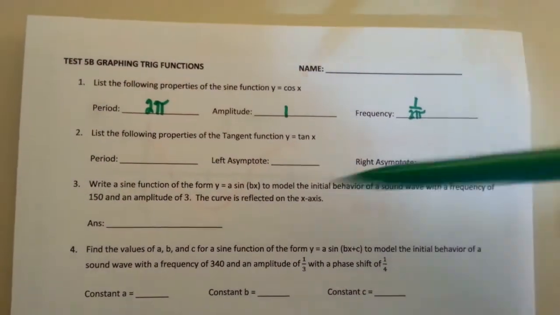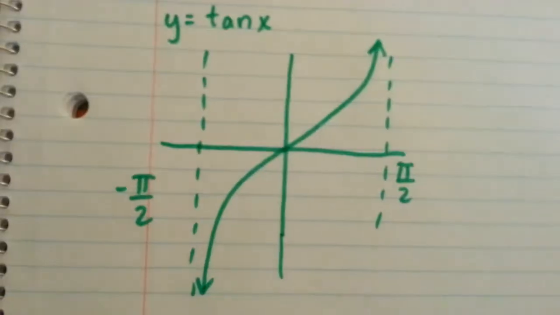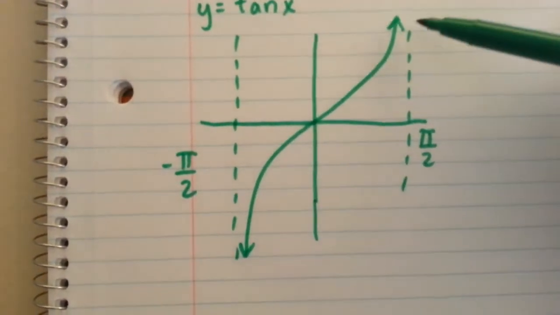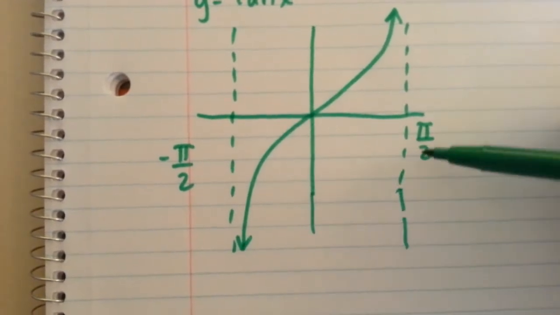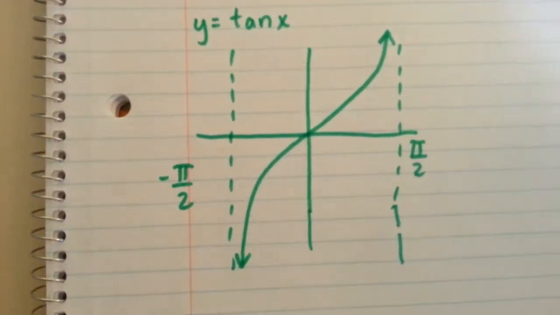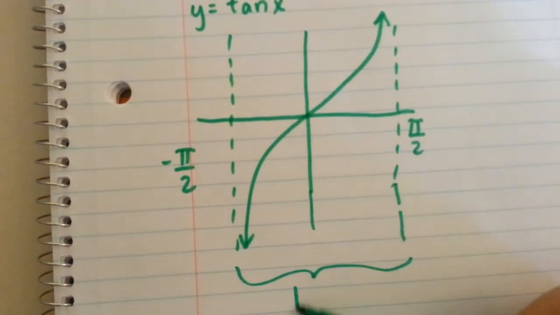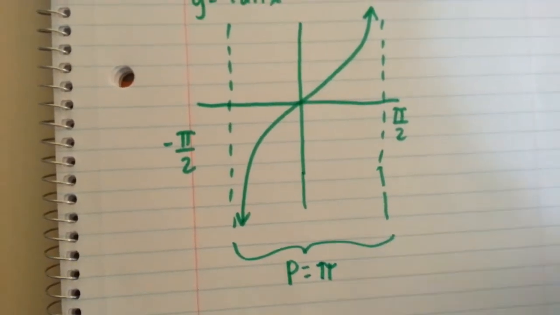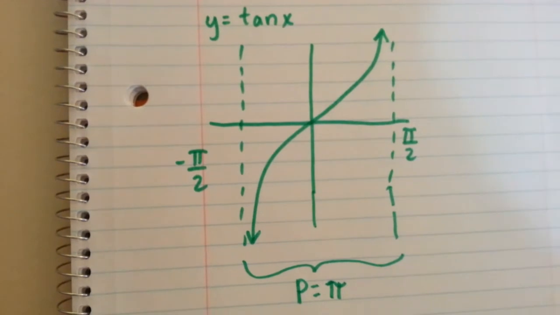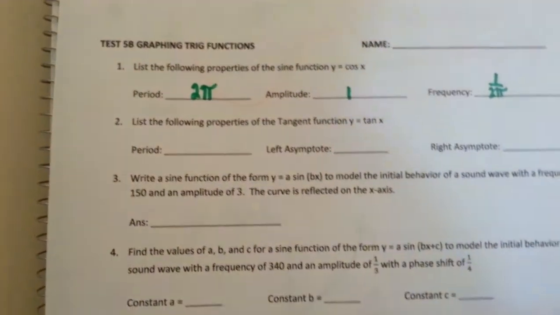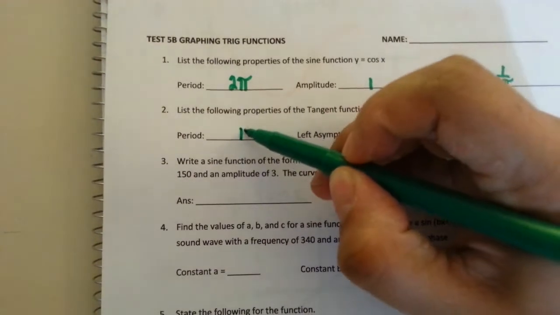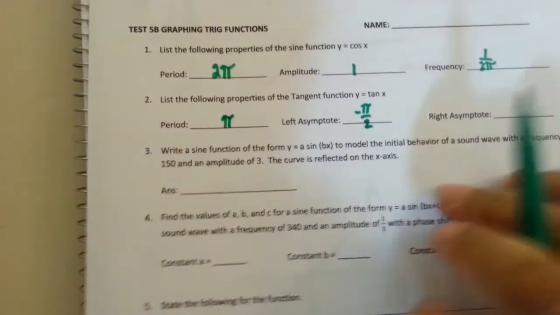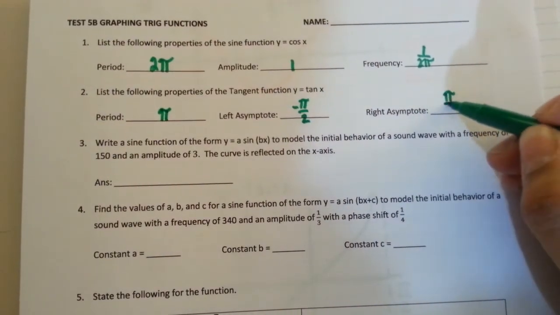The next question is asking you information about y equals tan x. We sketched y equals tan x in class, and we know that it has this type of pattern, that it has left and right asymptotes at negative pi halves and pi halves. And we know that this distance right here, which is the period, is pi. So with all of this information, in order for us to answer the questions over here, what is the period of the tan function? The period is pi. The left asymptote is negative pi over 2, and the right asymptote is pi over 2.